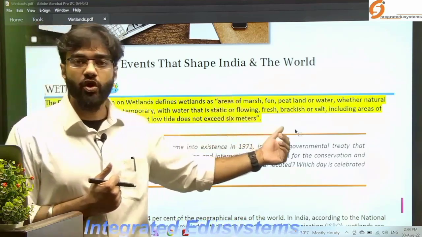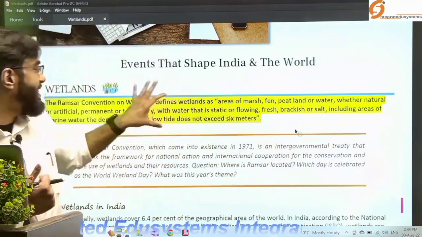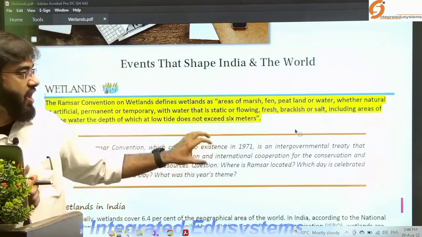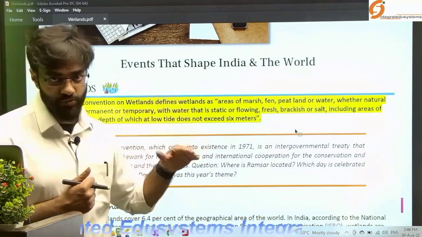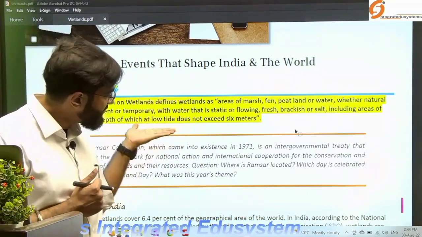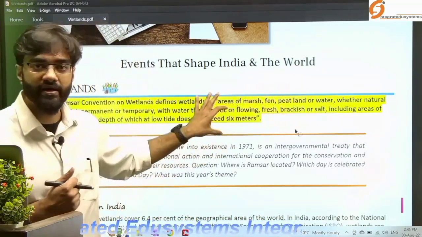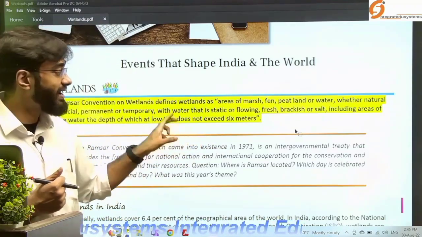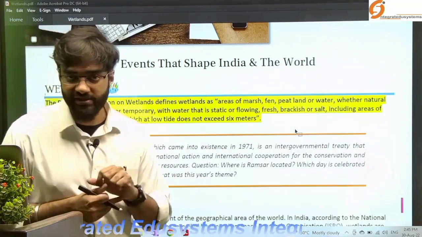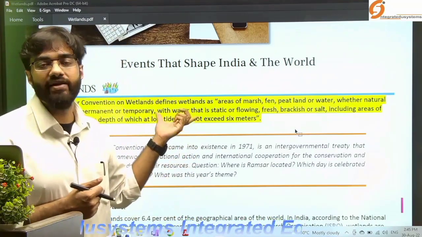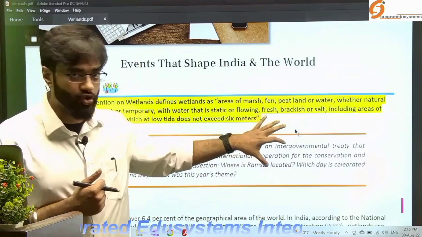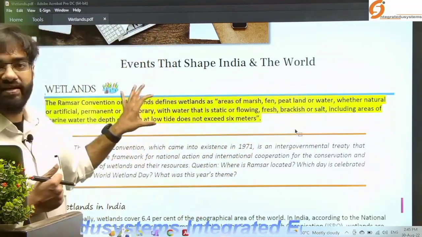It can be fresh, brackish or salt water, and the depth at low tide does not exceed 6 meters. Although the concept of tide is beyond the scope of discussion right now, you should know it. When you are reading this statement about tide, you should immediately connect with the geographical concept of oceanography, which is also important in general studies, that is, what exactly a tide is and what the phenomenon is. Later, when we discuss the proper module in geography, we'll discuss it. So this is the basic definition.